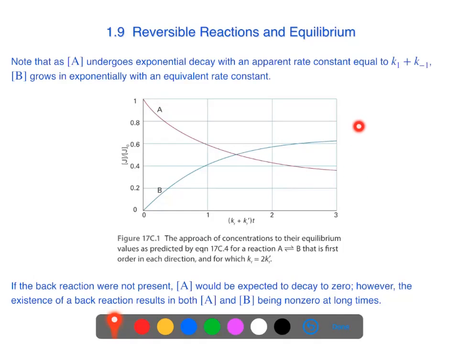Shown in this figure is a graphical representation of a reversible reaction involving two species, A and B. And you can see that we have an exponential decay of A, and at the same time we have an exponential growth of B. It's important to note that if the back reaction were not present, we would expect A to decay exponentially until it reached some concentration close to 0. However, because there is a back reaction, what we observe is that both the concentration of A and the concentration of B reach some non-zero value at long times.